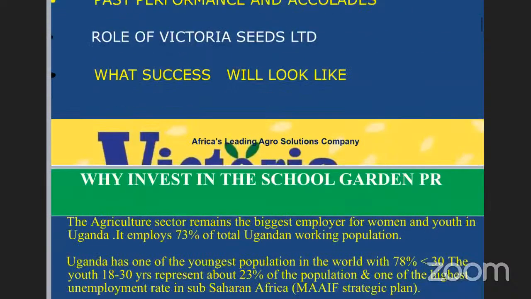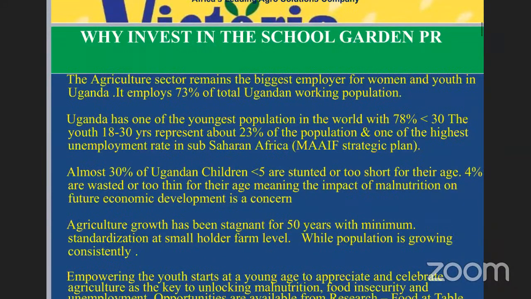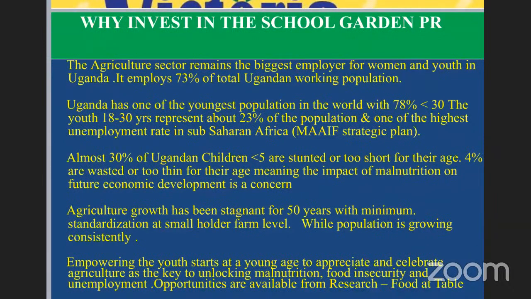So to us as a company, a seed company, the reason we believe we should invest in this school garden project is one, as you can see, the agriculture sector remains the biggest employer, particularly for women and youth. Overall, 73% of Ugandans work in the agriculture sector. So that is one major reason why it makes strategic and also economic and social sense to invest in that sector.